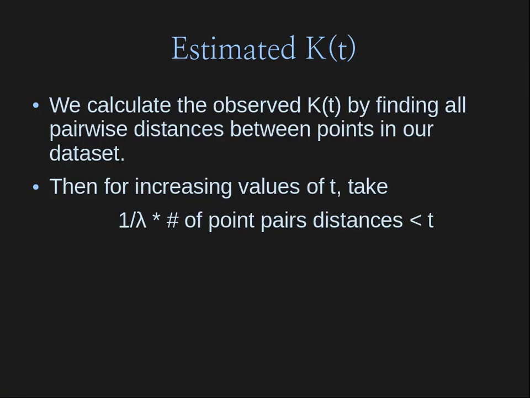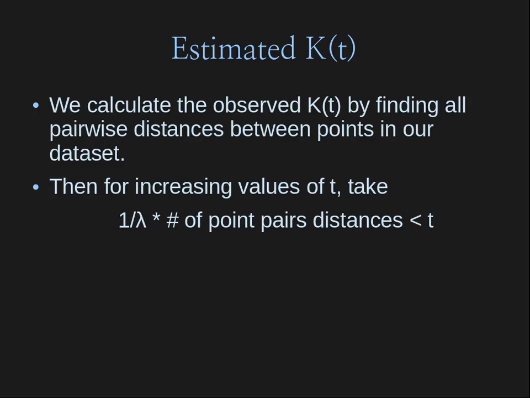So we know what to expect from random data. We expect the K of t to simply be equal to the area of the circle, and then we can look at this for various levels of t. So we can go a short t, a bigger t, a bigger t, and then we could actually see what it should be. But we can also calculate what it actually is for our data as well. That equation is how we determine the theoretical, or what random should be. We determine what our K of t actually is for our data by finding all of our pairwise distances between all of our points.